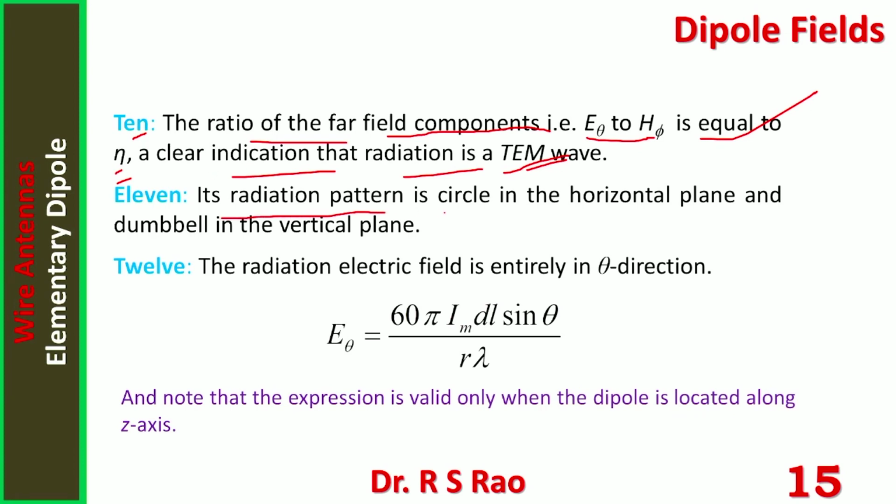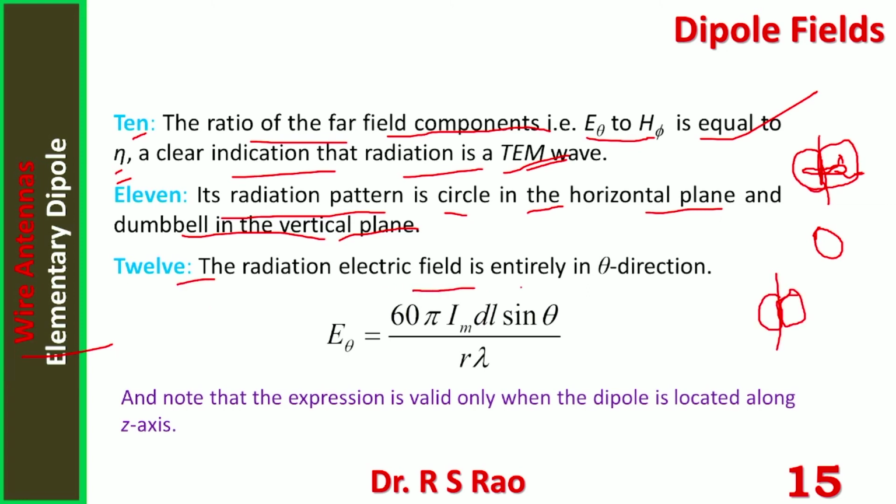11. Its radiation pattern is a circle in the horizontal plane and a dumbbell in the vertical plane. Circle means this. So in a horizontal plane, this is the radiator. If you consider a horizontal plane, the pattern is a circle. Radiation is equally good in all directions. Whereas in vertical plane, it is a dumbbell. Dumbbell means like this. Or clearly, it is like this.